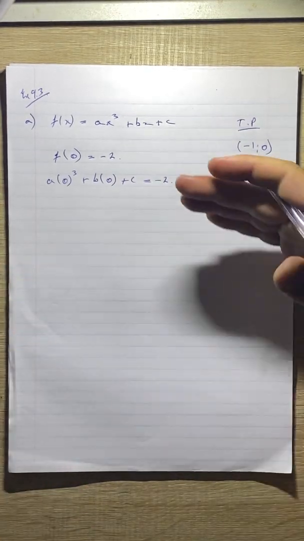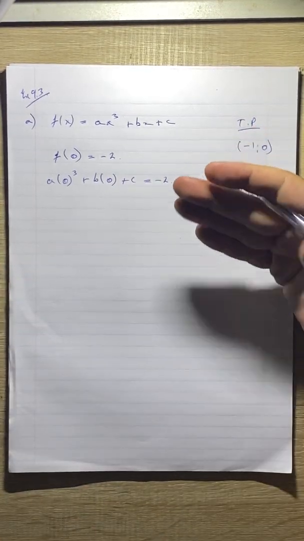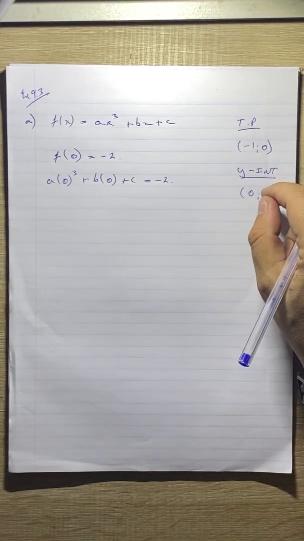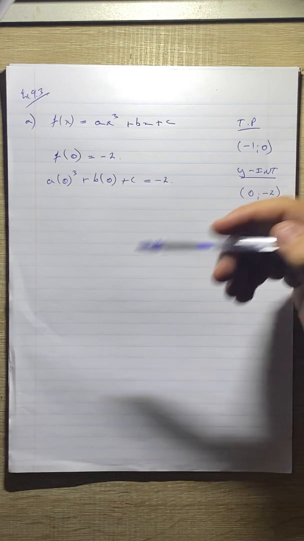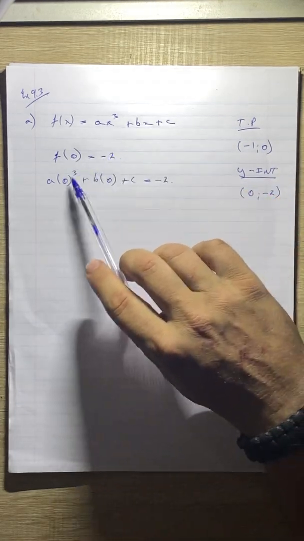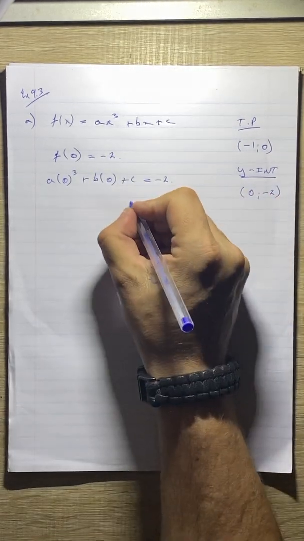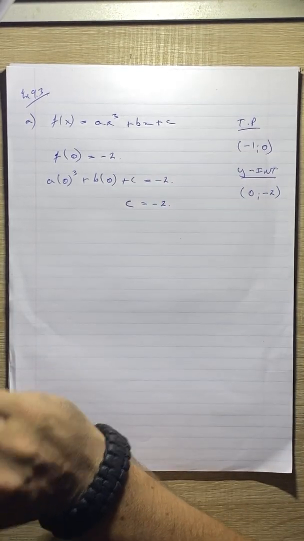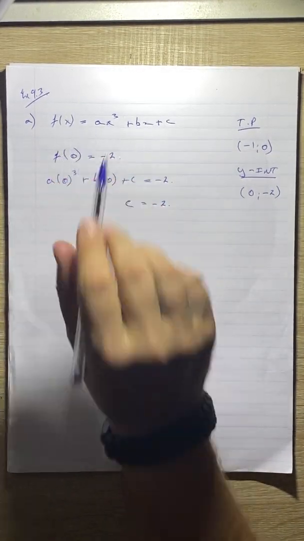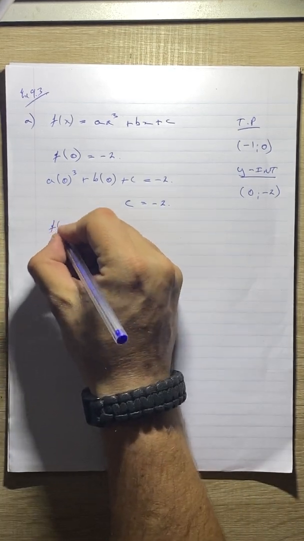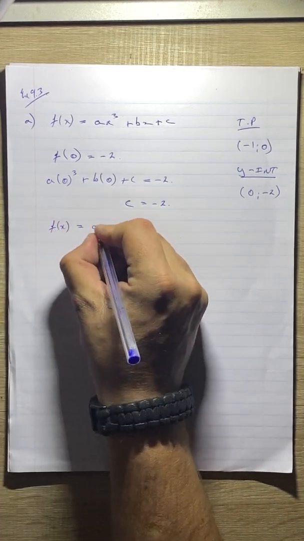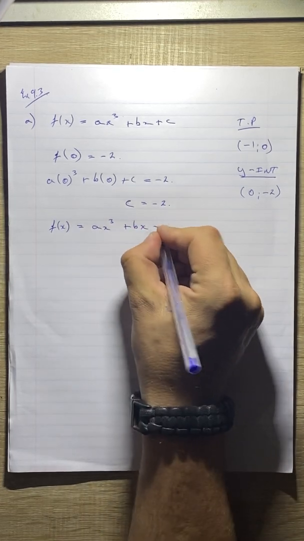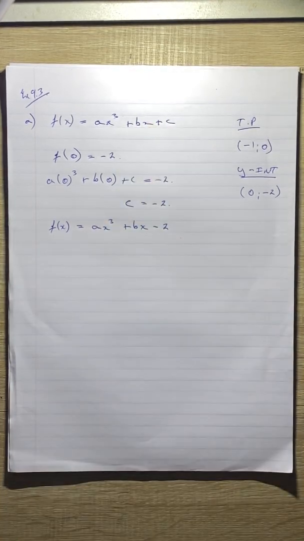Now, you guys are probably thinking, how do I know how to do that? I don't. I'm just using the point. That's all I'm doing. I would have done it for any other point. Just put it in here and see what it gives me. So over here we get c is equal to minus 2. So our function now becomes f of x is equal to ax cubed plus bx minus 2, because we know what c is.